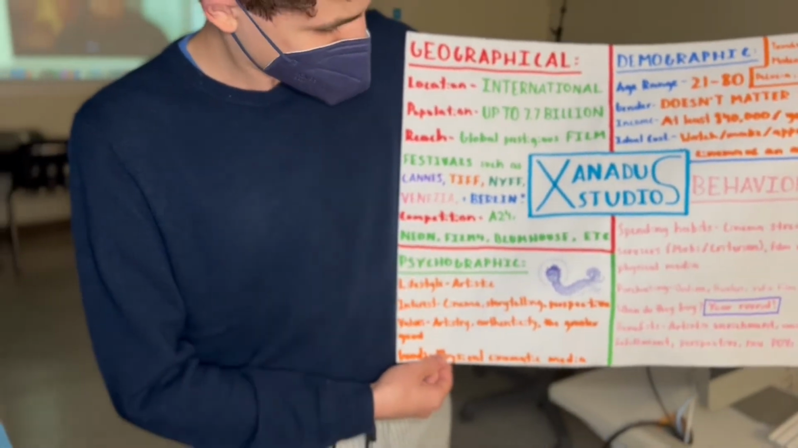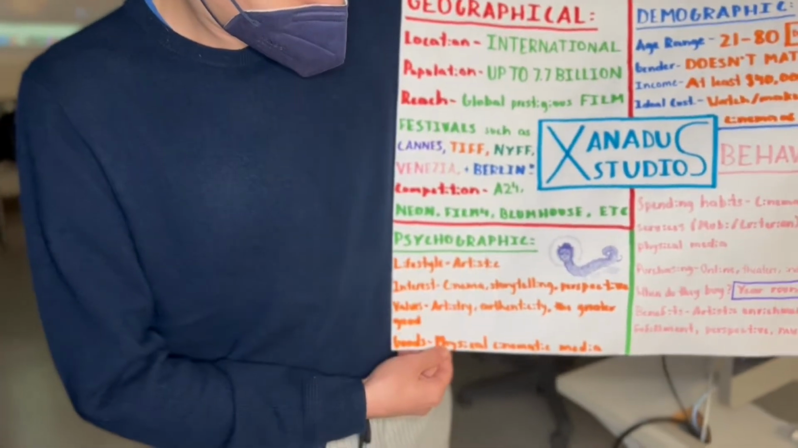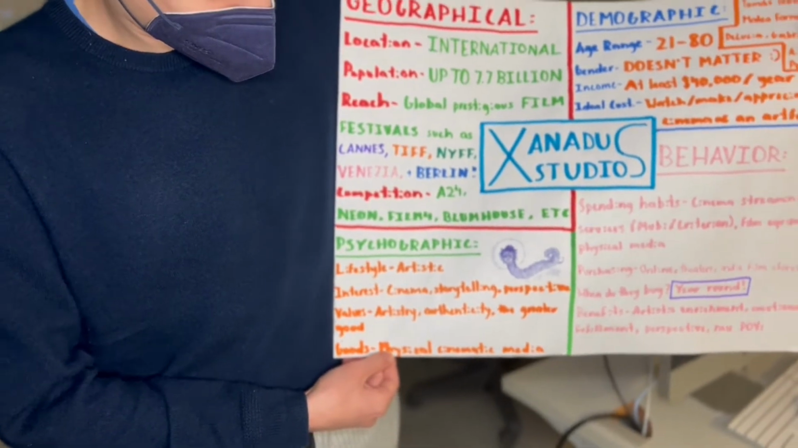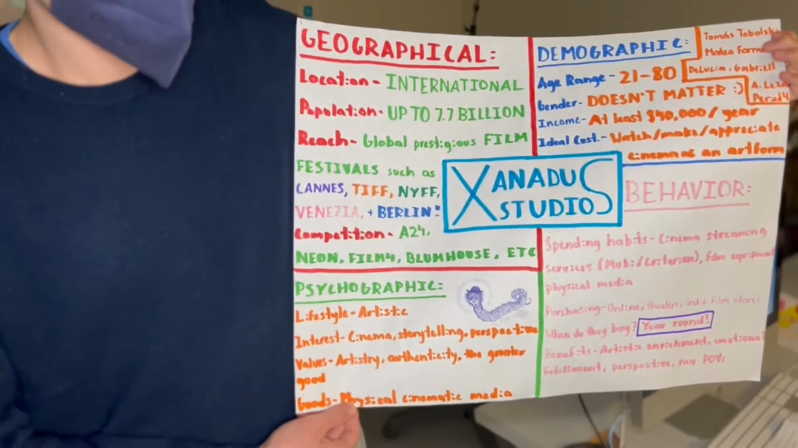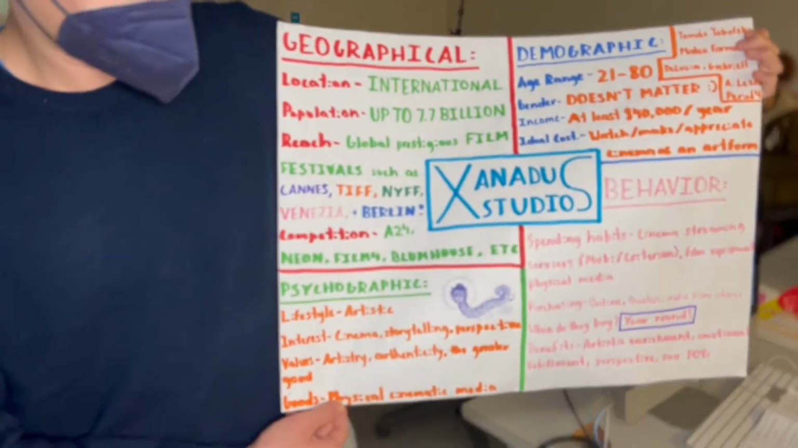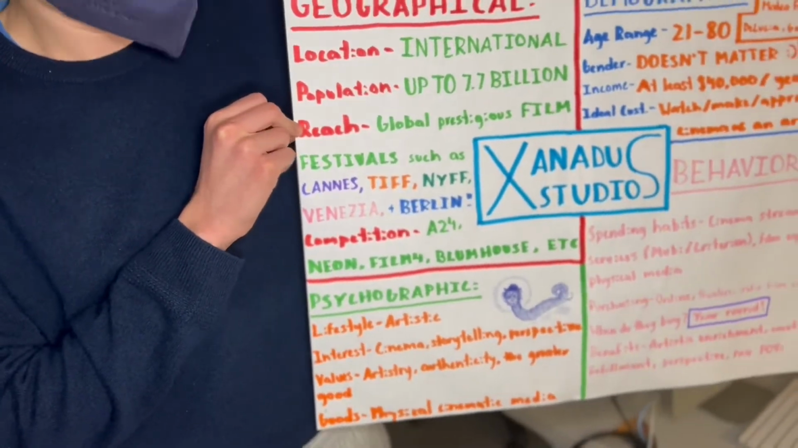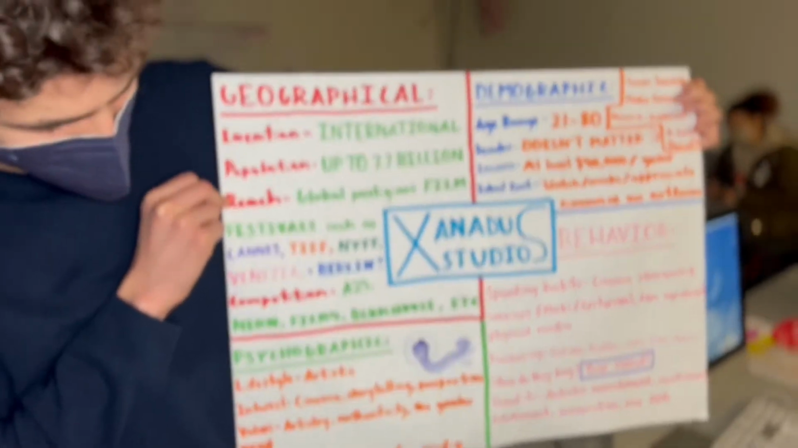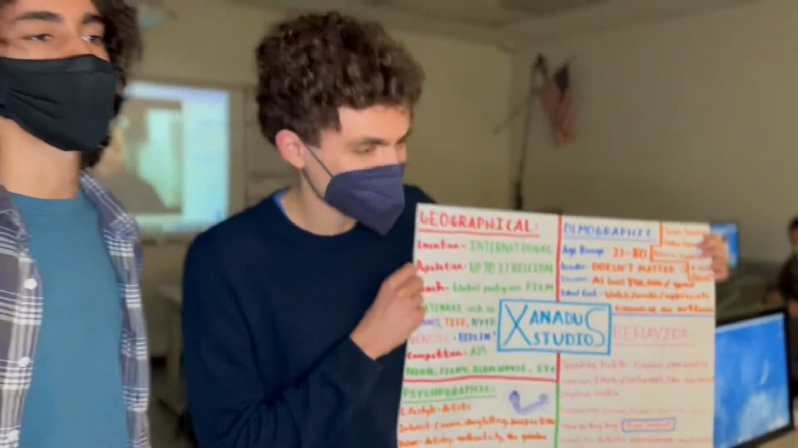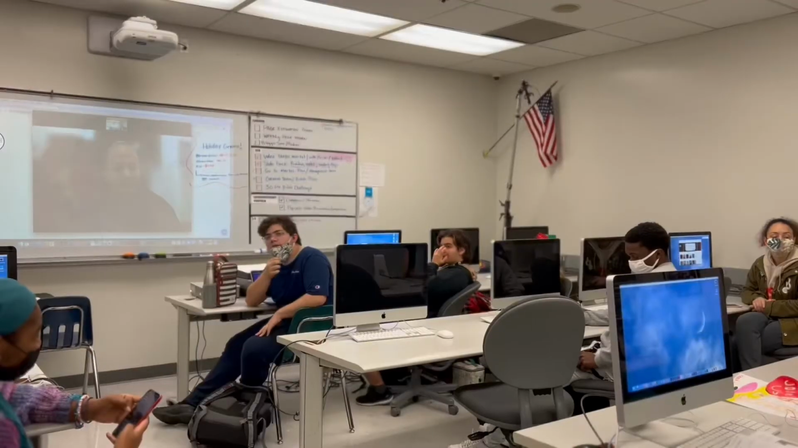So for the psychographic, the lifestyle would be artistic. Interests are cinema, storytelling, things of the sort. Values are artistry, authenticity, the greater good, and all that good stuff.